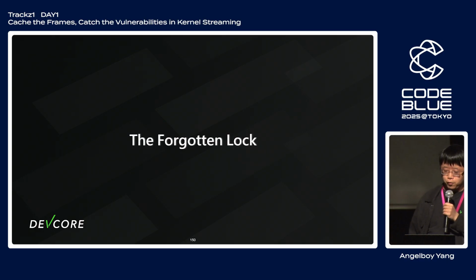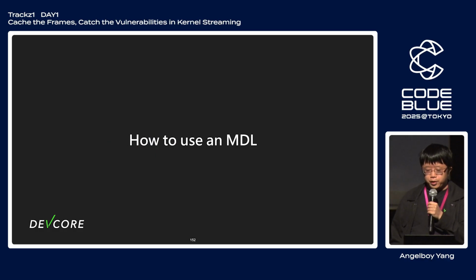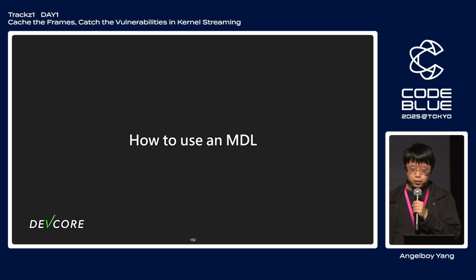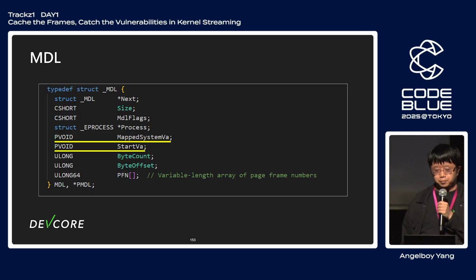The next bug class we are going to discuss is called the forgotten lock in MDO. It is a case of incorrect MDO handling. In fact, it is an unusual issue in MDO. Let's take a quick look at how MDOs are typically used and some common mistakes that can happen around them.